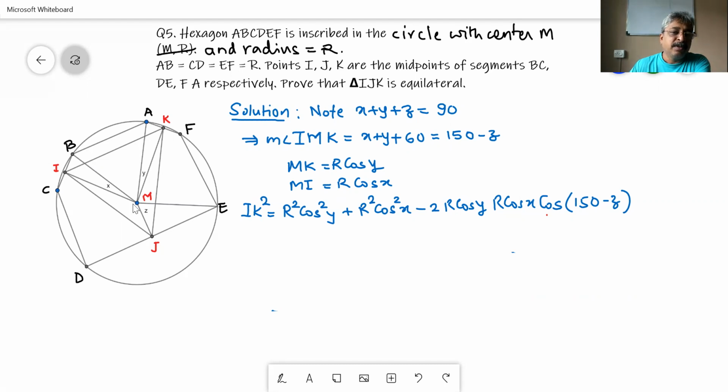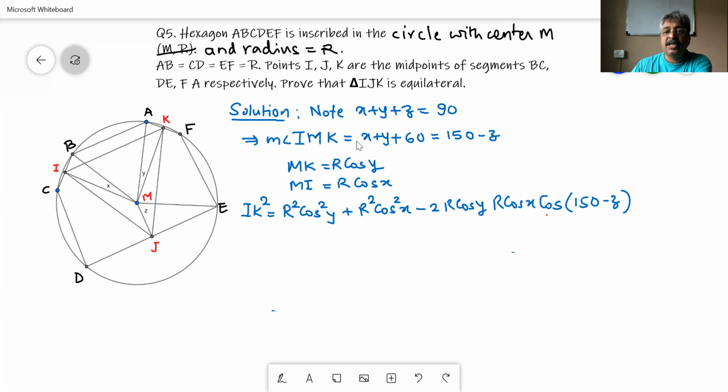half vertex angles of the isosceles triangles, as x, y and z. Therefore, we directly get this relation: x plus y plus z is equal to 90, because 60 plus 60 plus 60 out of 360 is taken by three equilateral triangles. So the remaining 180 will be taken by 2x plus 2y plus 2z, and therefore x plus y plus z is 90. Therefore, angle IMK is going to be x plus y plus 60, which we can consider as 150 minus z, because if we use these two relations, we get this angle like this. Distance MK is going to be R times cos y, and MI is going to be R times cos x.